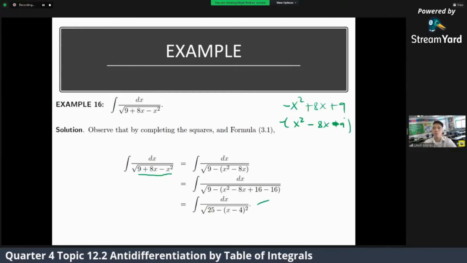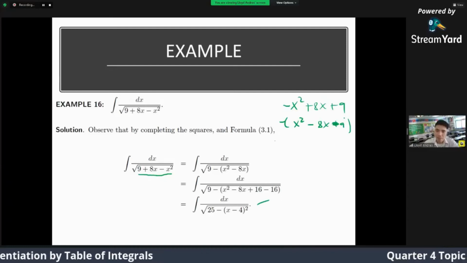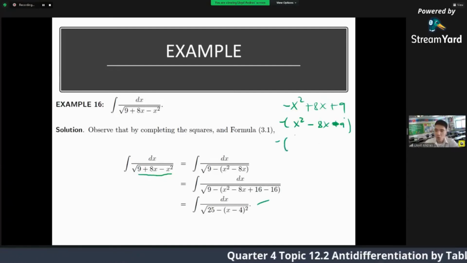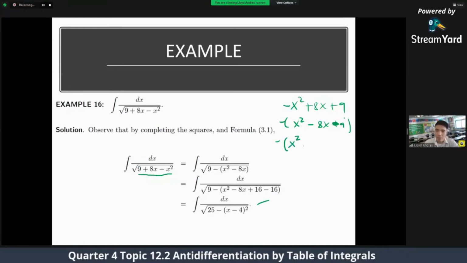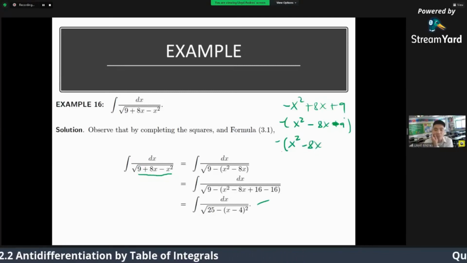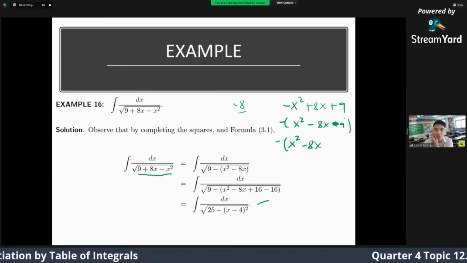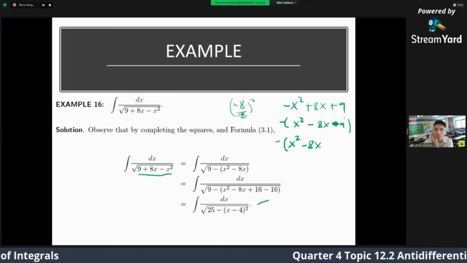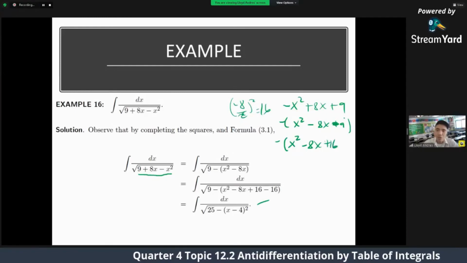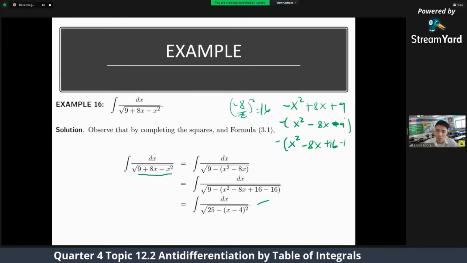Okay. So, to complete the square, x squared minus 8x. We apply negative b over 2, negative 8 over 2, quantity squared, which is 16. So you add 16, but you also have to subtract 16. Then there is the minus 9.